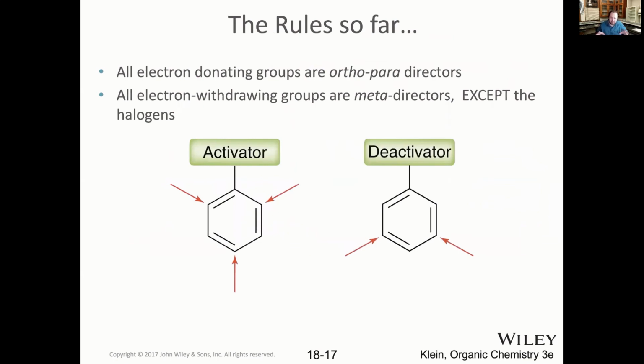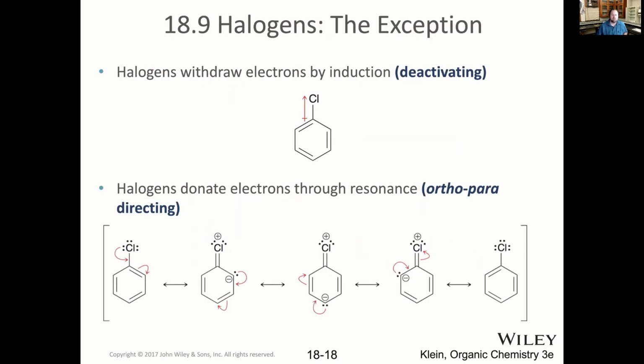So to sum this all up, and then we'll do one last exception, which is the halogens. To sum it all up, all electron donating groups are ortho-para directors. So as you familiarize yourself with electron donating groups, they are ortho-para directors. The electron withdrawing groups are meta-directors. The only exception is the halogens. As we're going to find, halogens are electron withdrawing groups, and thus they deactivate. However, they are ortho-para directors. So now let's take a look at the halogens, and they're that exception.